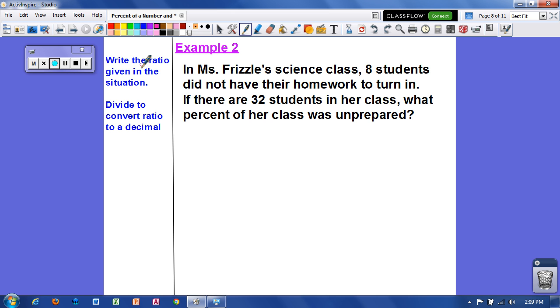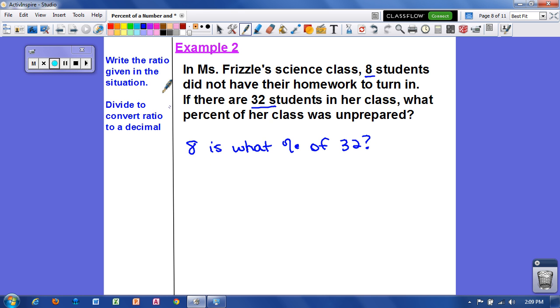All right, example 2. In Miss Frizzle's science class, 8 students did not have their homework to turn in. If there are 32 students in her class, what percent of her class was unprepared? All right, we know 8 of her students were unprepared because they did not turn their work in. So we want to know 8 is what percent of 32.